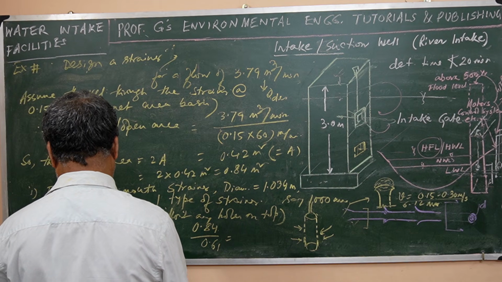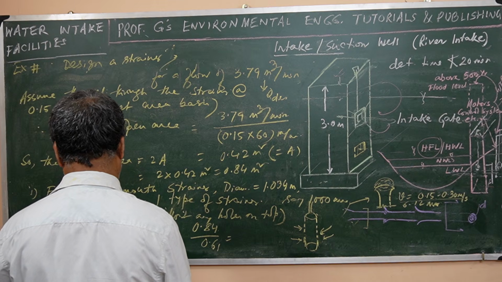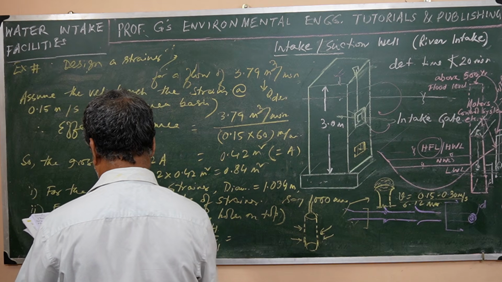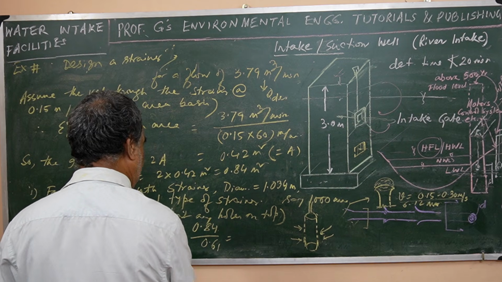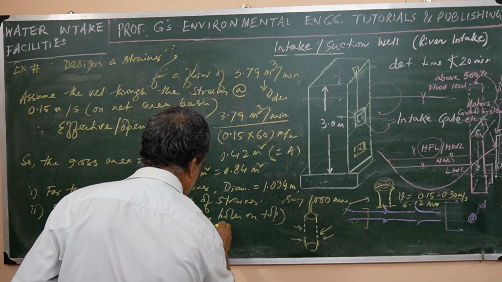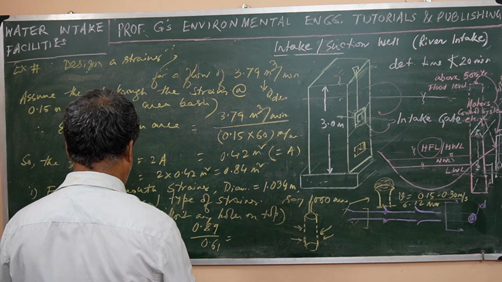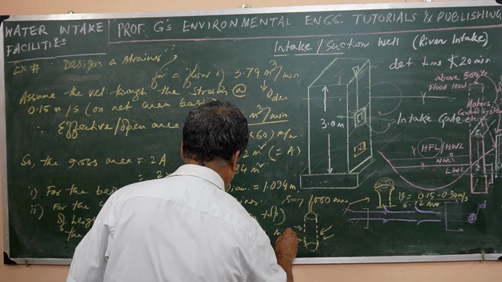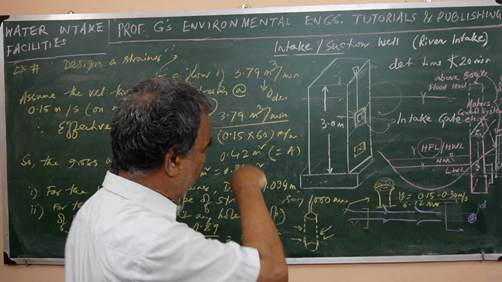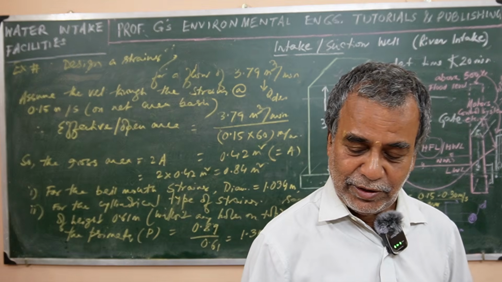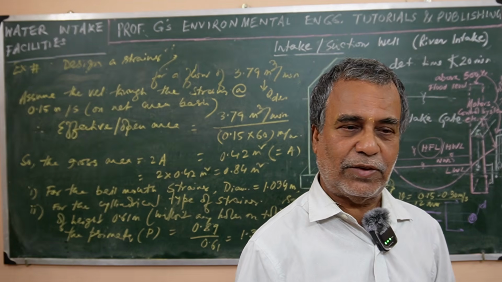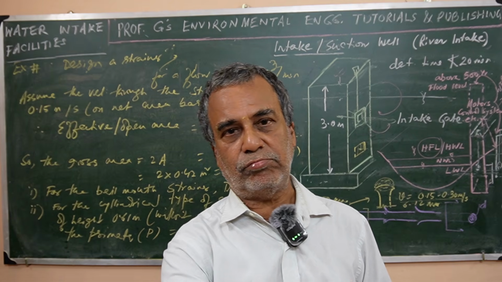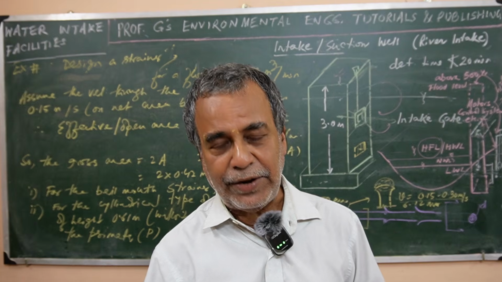Yes, so this gross area is 0.84. For the cylindrical one, we have taken this area a little higher, say 0.89, because this is the size available in the market. So this is 1.312 meter. I may explain this one, and you can see on the internet also that for the cylindrical one, you have to state the area and diameter also.